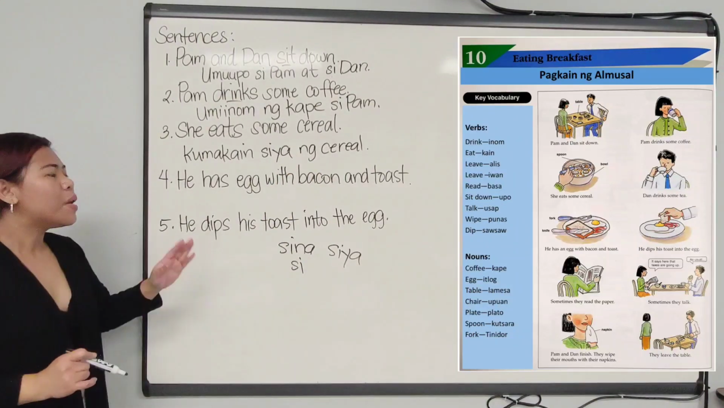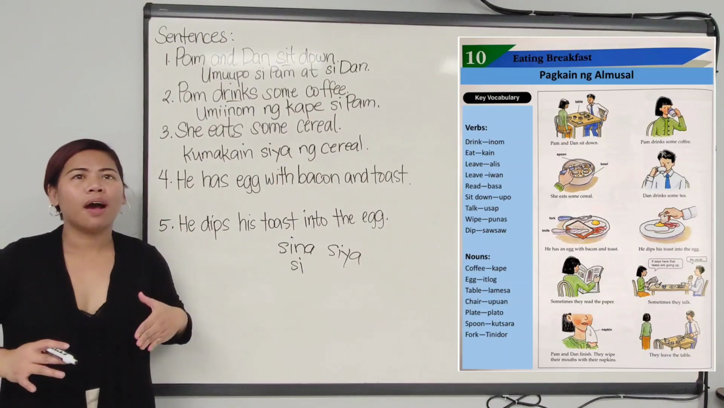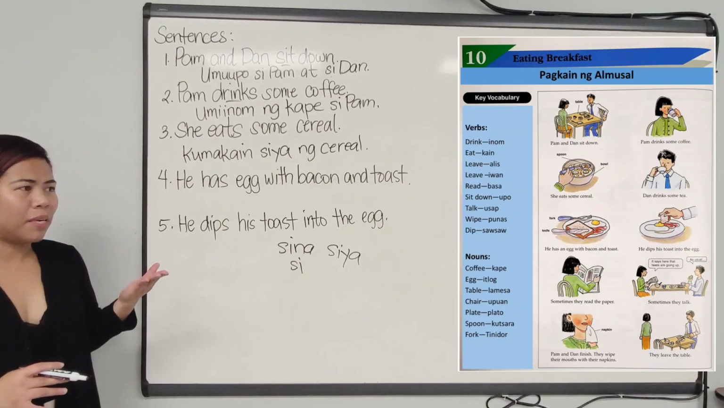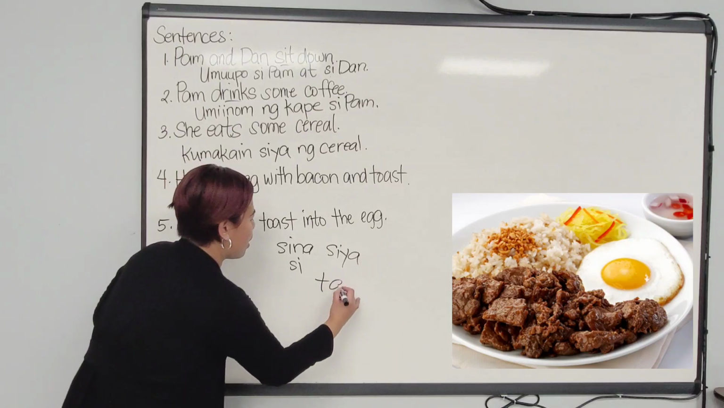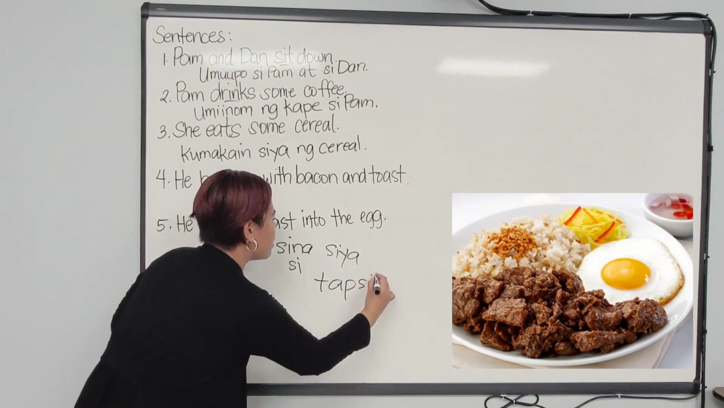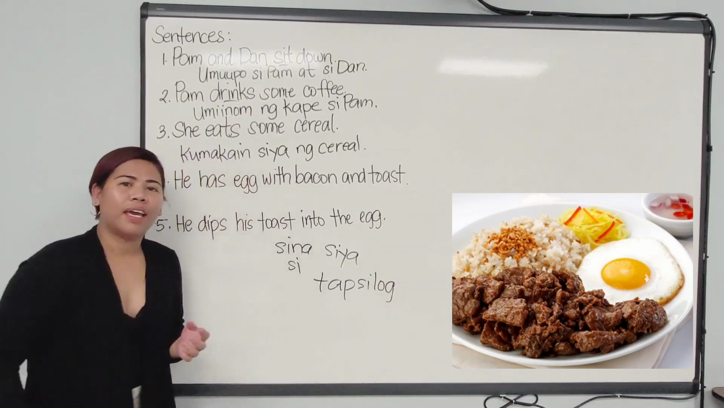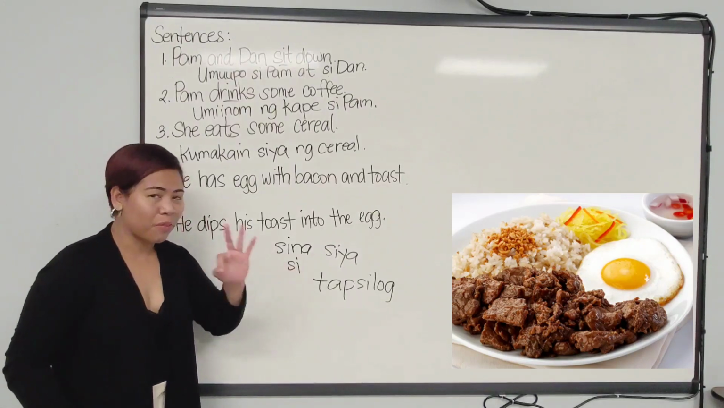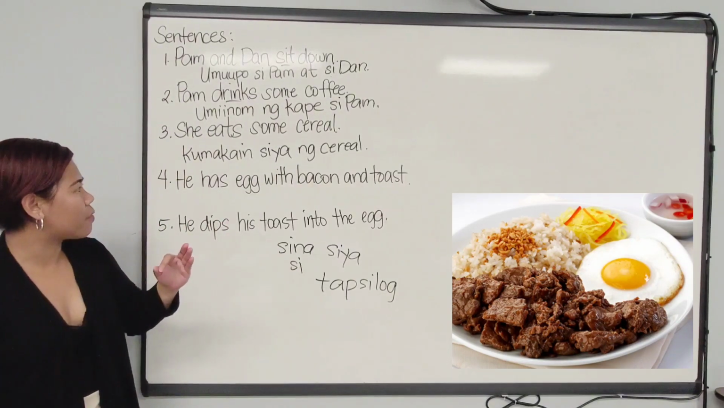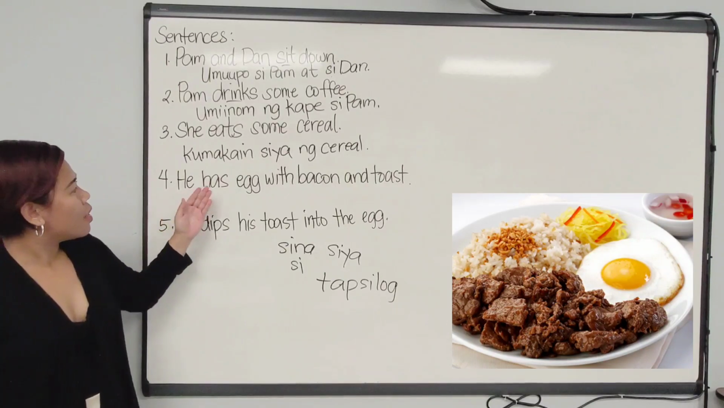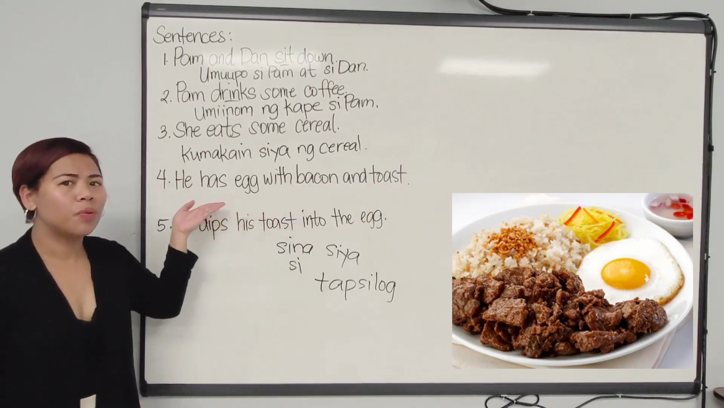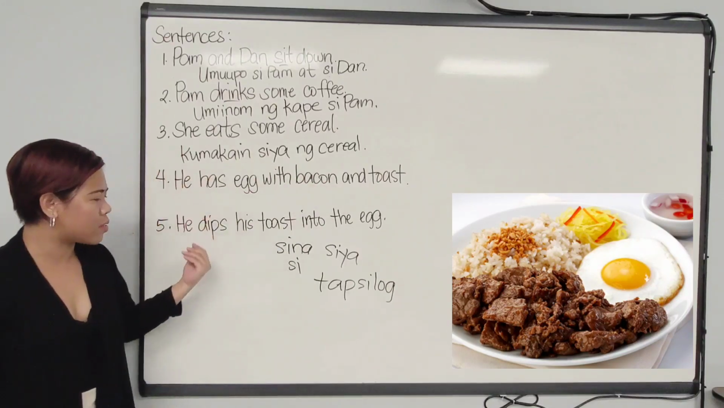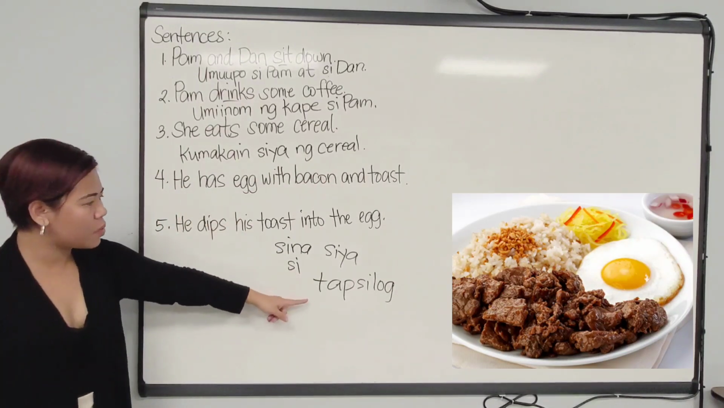We eat rice. The most commonly eaten breakfast in the Philippines, if you have money, is this one: tapsilog. It is composed of 3 things. This is our breakfast. Here, Dan has egg, bacon, and toast. Another regular breakfast for the Westerners. But for Filipinos, we have tapsilog.